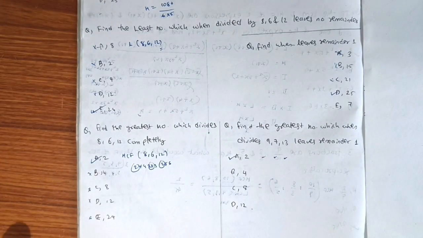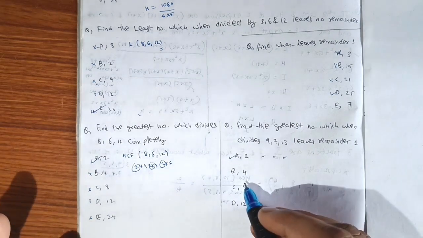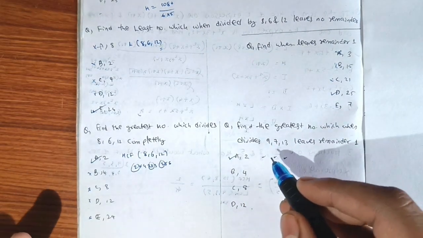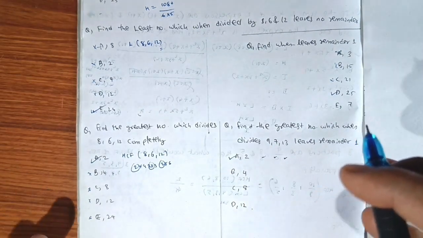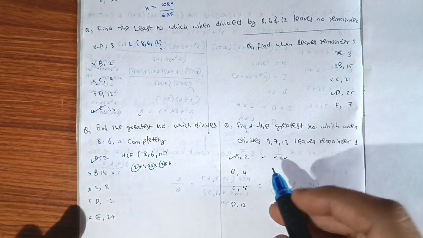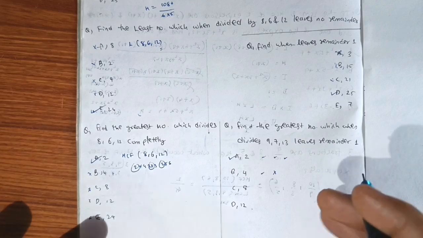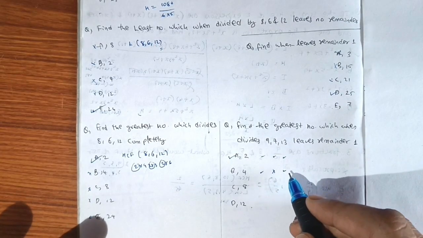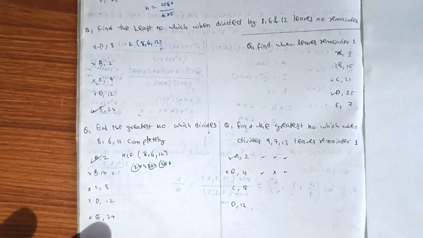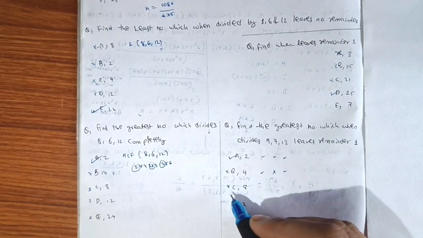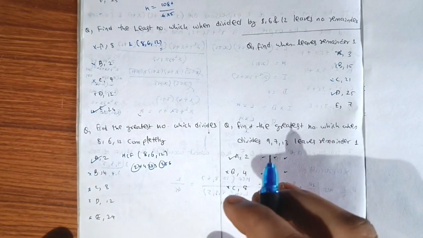Again, if not, try with this one, option 4. 9 by 4 should leave the remainder 1, but here it will leave the remainder 3. So option B is not fitting. Similarly, all these other options do not fit this question. Only option A will fit.